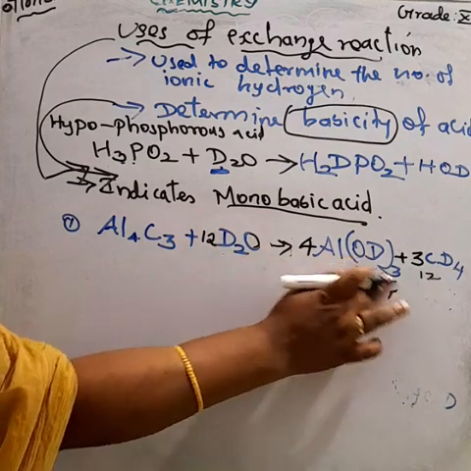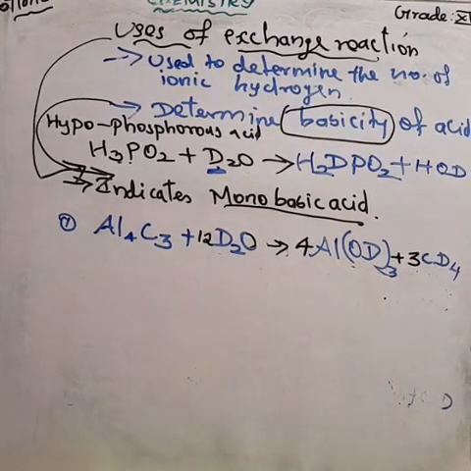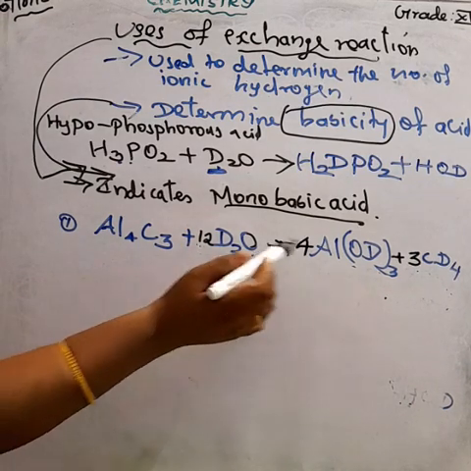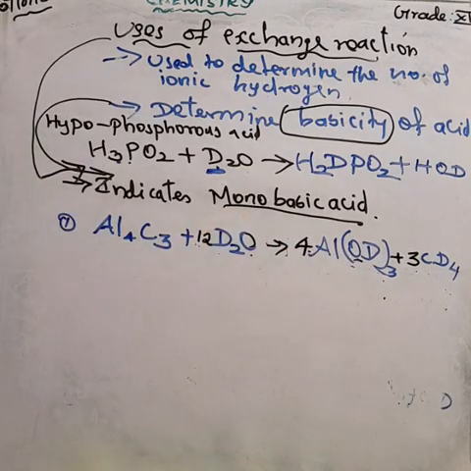24 deuterium is present here, and then we are going to balance the oxygen. How many oxygen atoms here? 12 oxygen. And here, 4 3s are 12. Oxygen is also balanced. So the equation is balanced.